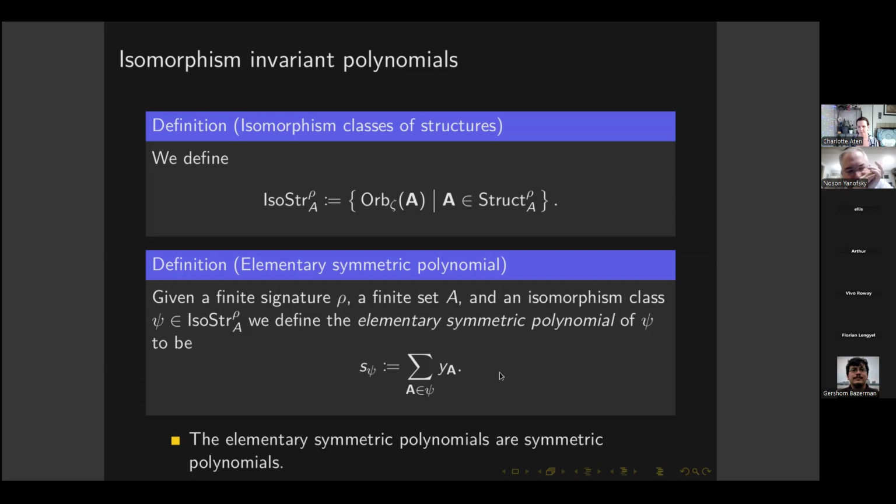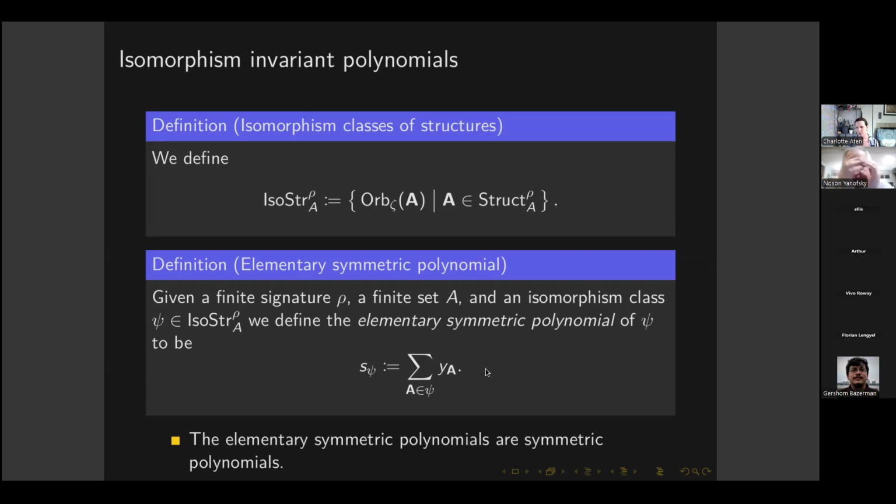And so, for instance, if you do this in the Hilbert case, your structures will just be subsets of the universe. And so an isomorphism class will just be a subset of a particular size, like say 3 things. And then this polynomial will just be the sum of all monomials that have 3 distinct variables in them. And that's it. That is what the elementary symmetric polynomial is supposed to be.